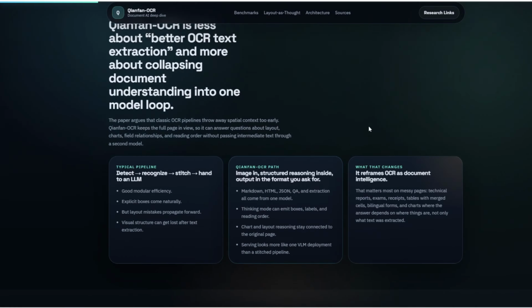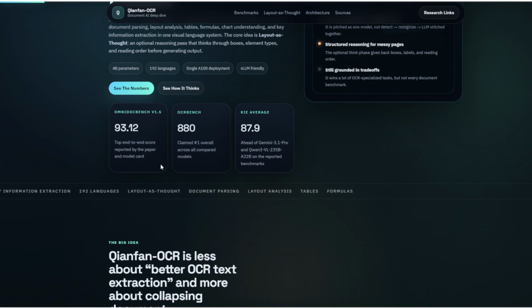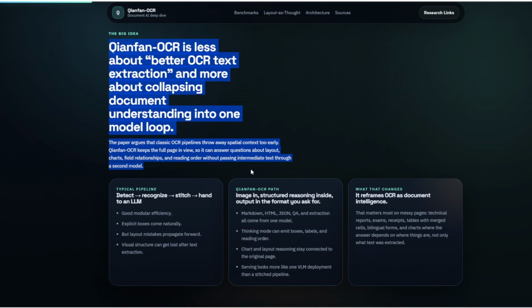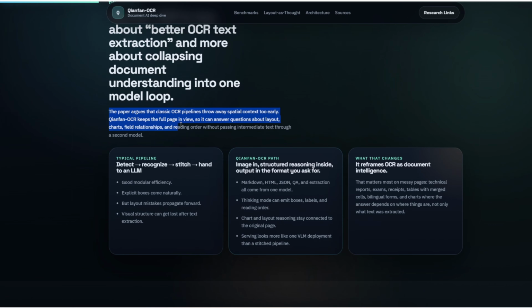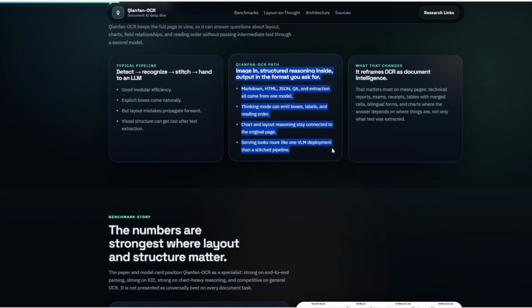Look at what Baidu just dropped, Qianfan-OCR. This isn't just another text scanner. This is a massive leap forward in computer vision. It turns OCR from a clunky stack of chain tools into one unified promptable document intelligence model. Instead of detecting, then recognizing, then stitching it all together, Qianfan-OCR takes the image in, structurally reasons it, and outputs the exact format you asked for. And the benchmarks? They are absolutely destroying the competition.